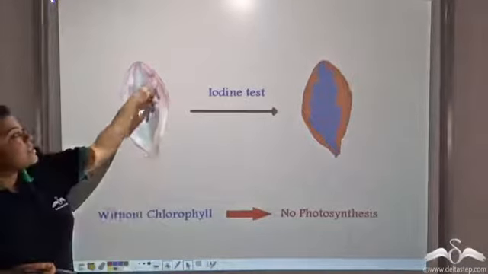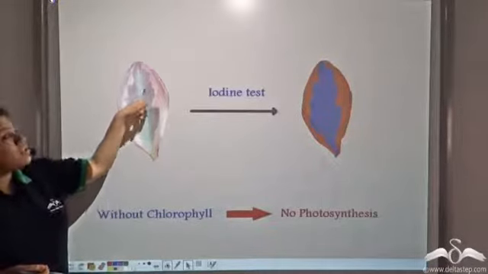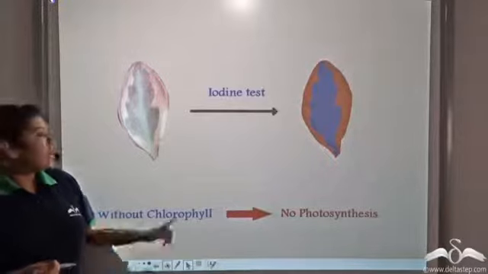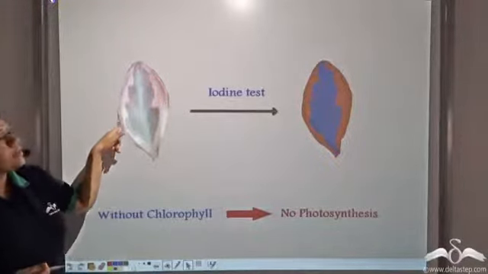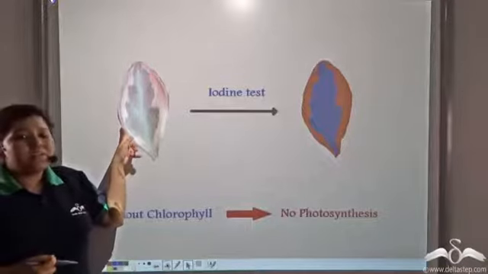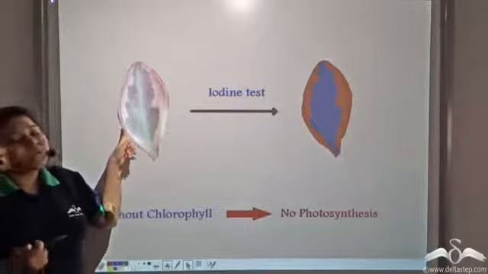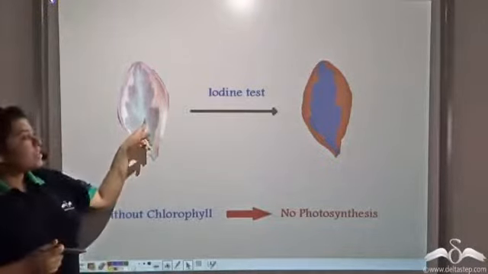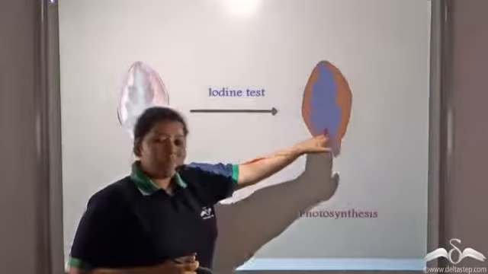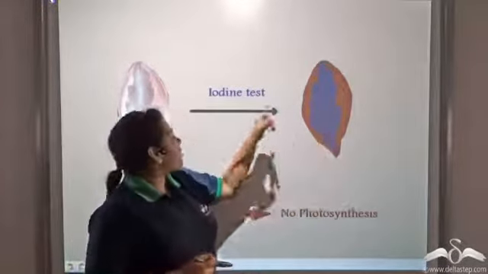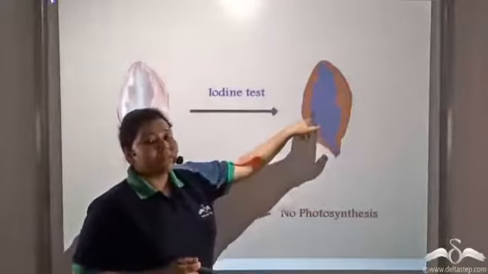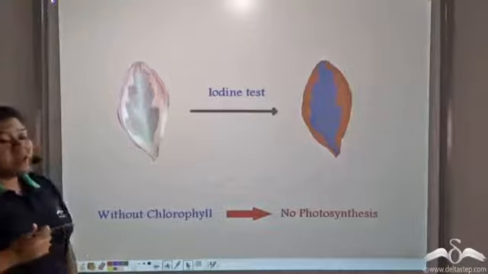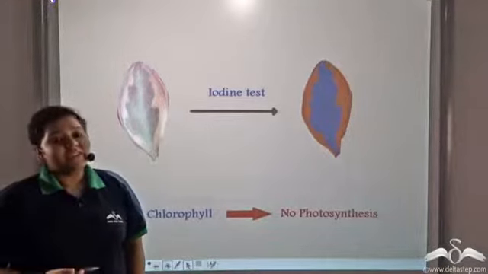Now, look at this leaf. This part, which is green, will photosynthesize, thus forming starch. And this part, the whitish pink part, since it does not have chlorophyll, it won't photosynthesize, so no starch will be produced. So when you put iodine on it, only this part will turn blue-black, and this non-green part will remain brown. So from this simple experiment, we can conclude that without chlorophyll, there won't be any photosynthesis.